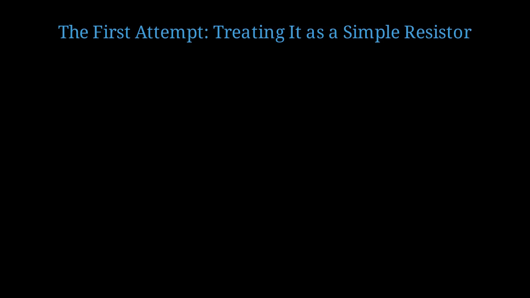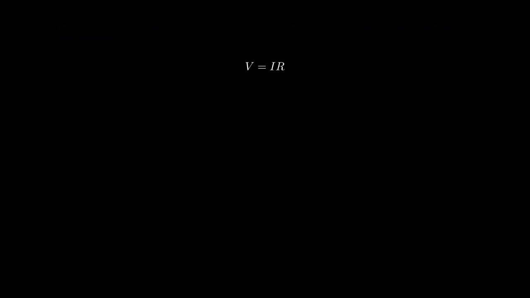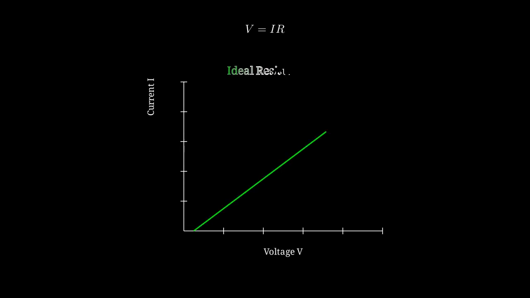When you have an unknown electrical component, the first thing you try is Ohm's law. Does it behave like a resistor? Ohm's law states that voltage equals current times resistance. For a resistor, if you plot voltage versus current, you get a straight line. Here's what a resistor looks like. The current versus voltage plot is perfectly linear. The slope gives you 1 over the resistance. Simple and predictable.